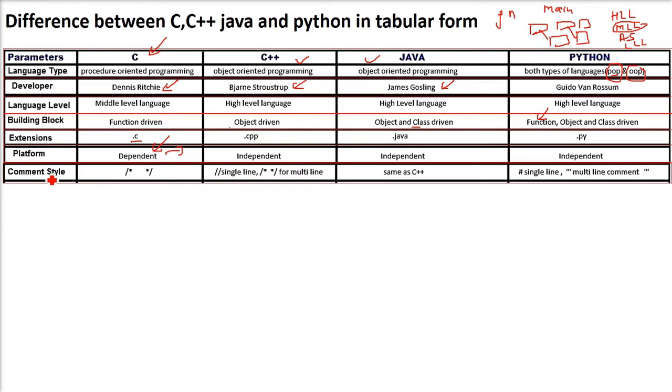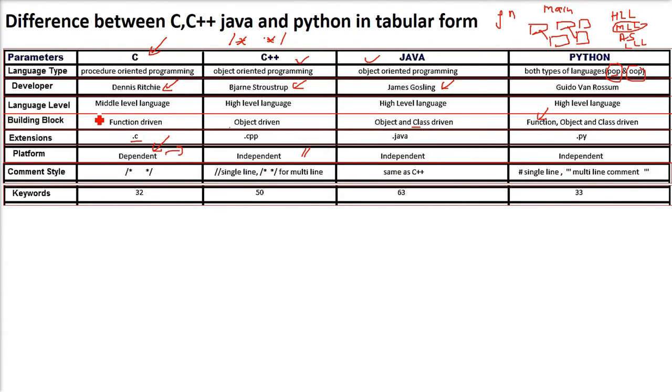It has bytecode. The comment style in C is /* write the comment and end it with */. In C++, you can use this also. You can use the double slash also. And then we have Java, which is similar to C++. In Python, it is hash for a single line, and triple double quotes for a multi-line comment. How many keywords are there? C has 32 keywords. C++ has 50 keywords, Java has 63 keywords, and Python has 33.